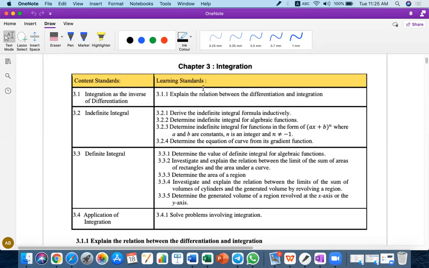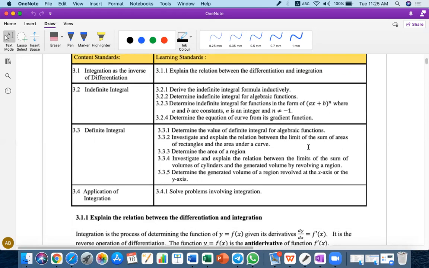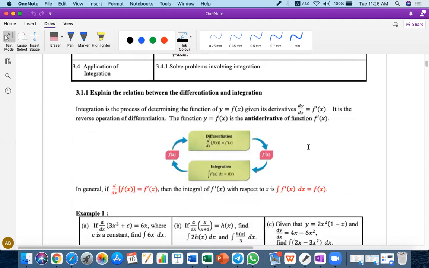3.1 is explain the relation between differentiation and integration. Then 3.2 is indefinite integral: define the indefinite integral formula inductively, determine the indefinite integral for algebraic functions and for functions in the form of ax squared and (ax plus b) power n, and determine the equation of the curve. So hopefully we can cover 3.1 and 3.2 today.